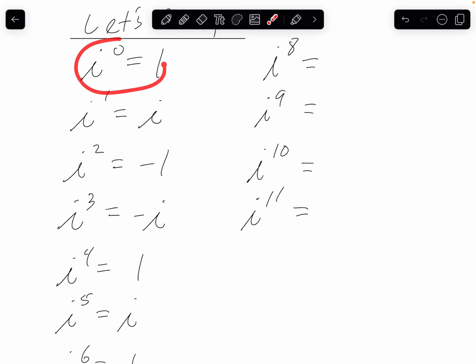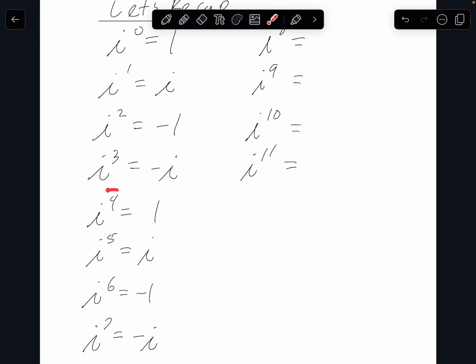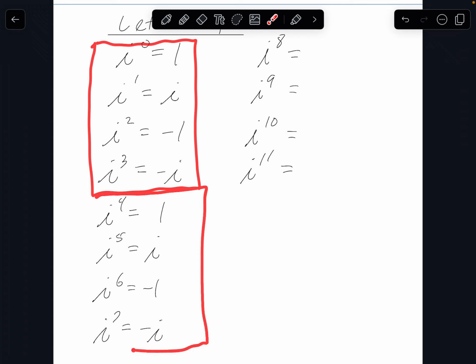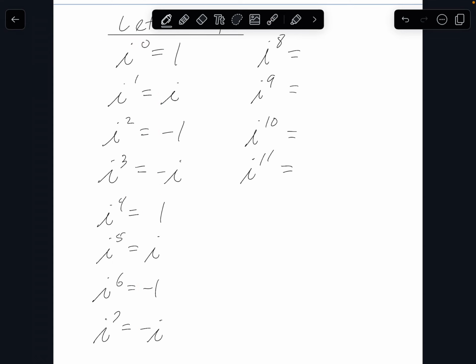We got i to the 0 equaling 1, i to the 1st equaling i, i squared equaling negative 1, i to the 3rd equaling negative i. And then if we jump to the higher powers, i to the 4th, 5th, 6th, and 7th, respectively, those values are equal to 1, i, negative 1, and negative i. So hopefully what you will see here is a pattern. Take a look at these values here, and then take a look at these 4 values here.